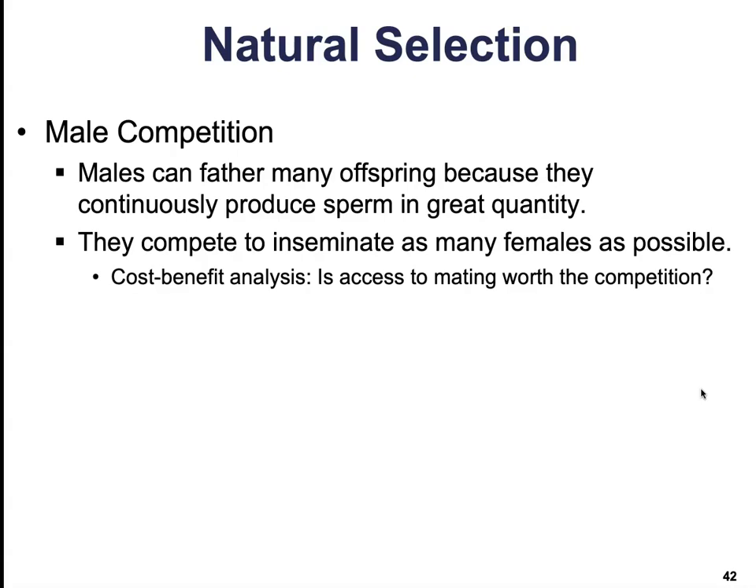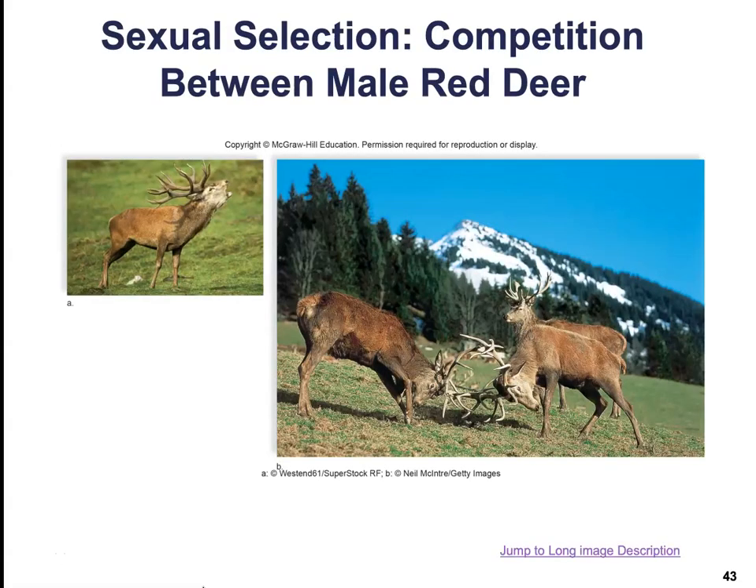This is going to involve a lot of aggressive behavior. It's going to involve fighting. It's going to involve competing for territories and food sources and mating opportunities. There's a lot of energy that has to go into maintaining this, so that can also play a role in natural selection. Here, this is just a diagram showing competition between red male deer who have to fight for territory, food resources, and mating opportunities.